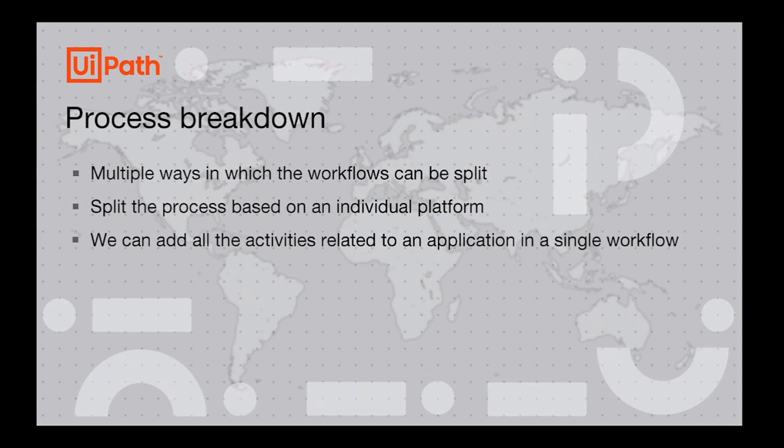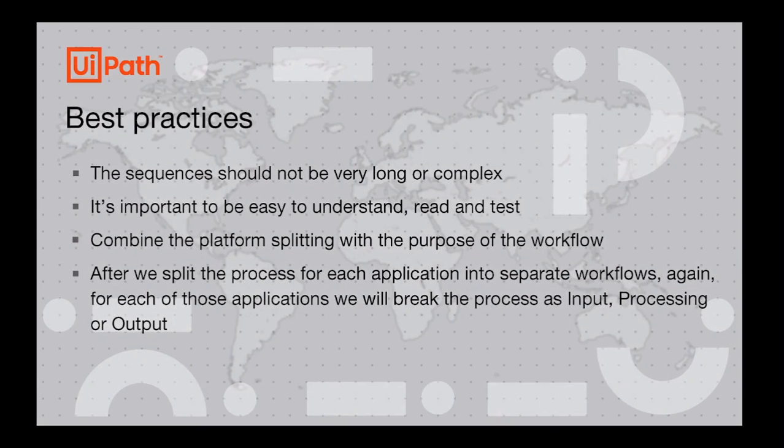There are multiple ways in which the workflows can be split. The first approach would be to split the process based on an individual platform. In other words, we can add all the activities related to an application in a single workflow. As a best practice, the sequences should not be very long or complex, so that they can be easy to understand, read, and test. However, for a complex process design, we recommend combining the platform splitting with the purpose of the workflow. To do so, after we split the process for each application into separate workflows, again, for each of those applications, we'll break the process as input, processing, or output.